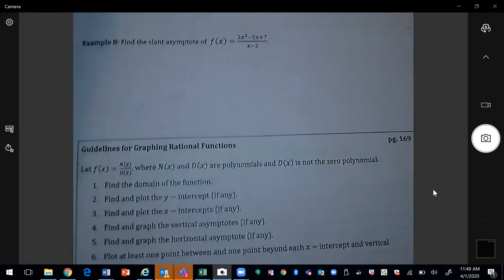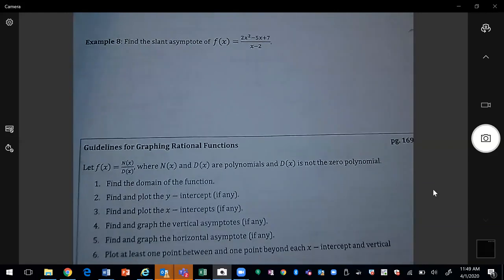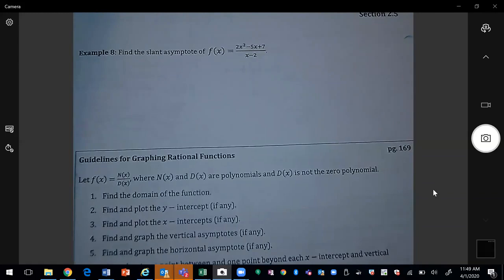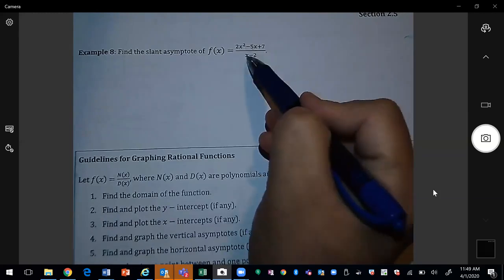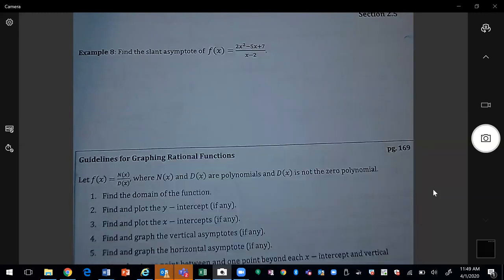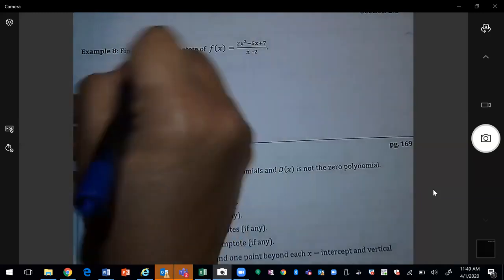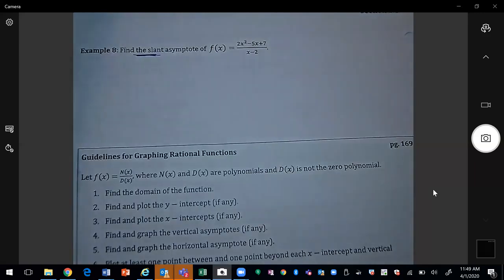So here we have find the slant asymptote, okay? So if you notice, the degree was a 2 and the degree was a 1. And so the 2 is 1 more than the denominator. That's why we have a slant asymptote. So now they want us to actually find it.